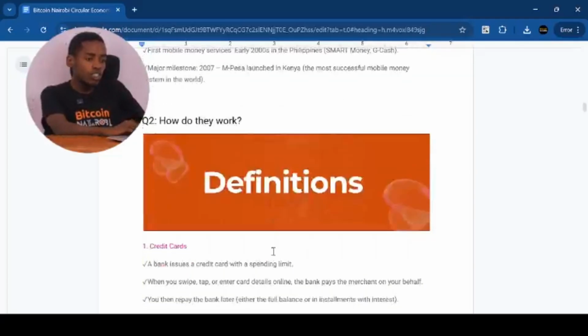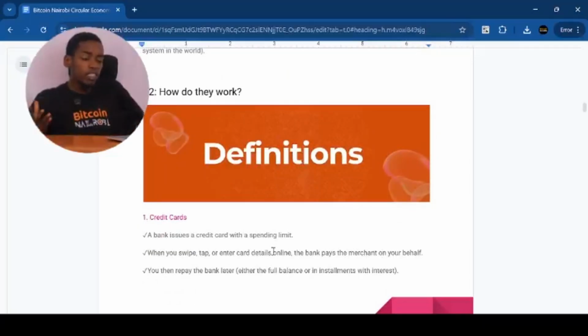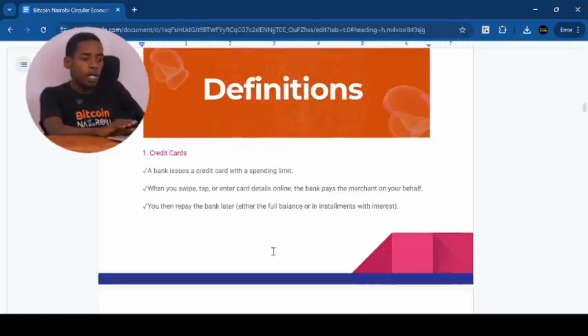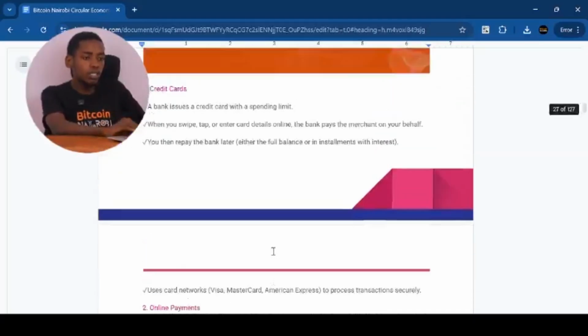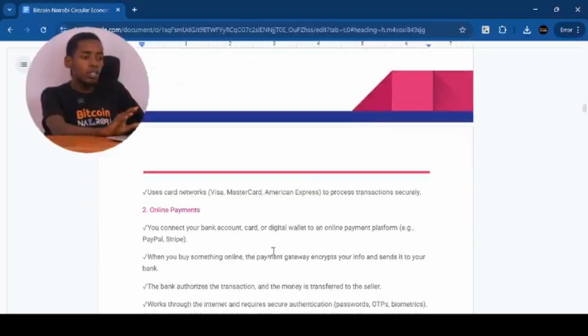So how does digital money work? We can start first of all with credit cards. A bank issues a credit card with a spending limit. When you swipe, tap, or enter card details online, the bank pays the merchant on your behalf. You then repay the bank later, either the full balance or in installments with interest. It also uses card networks, so credit cards use networks such as Visa, MasterCard, or American Express to process transactions securely.